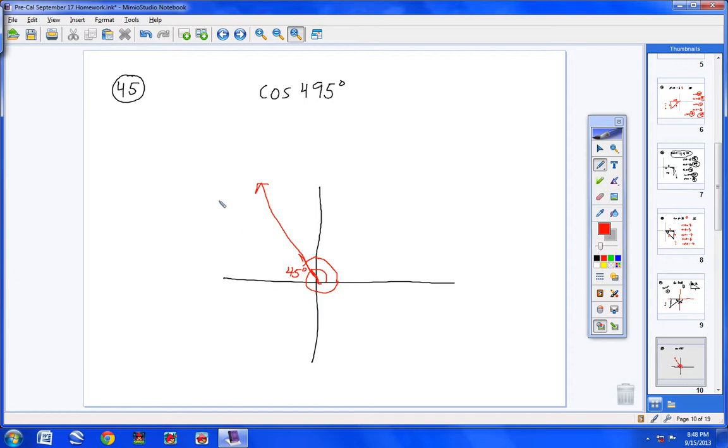Now what is cosine in this quadrant? Well, the sign sequence goes positive, negative, negative. So cosine's negative. So you are more than welcome to say that the cosine of 495 is the exact same thing as the cosine of 45. You're allowed to do that as long as you realize whatever answer you get out will be negative. It will be negative.